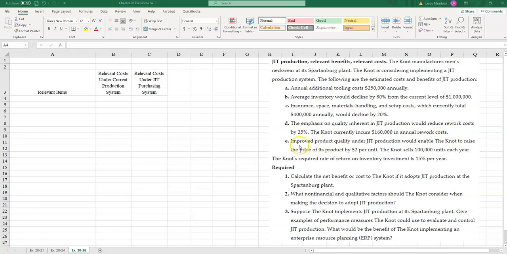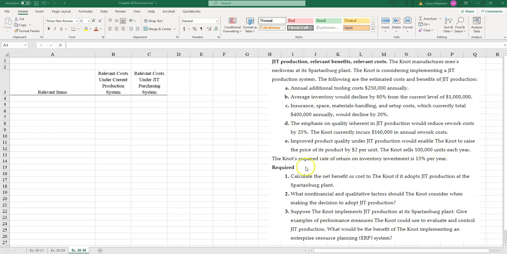And then finally, improved product quality under just-in-time production would enable the Knot to raise the price of its products by $2 per unit. The Knot sells 100,000 units each year. The Knot's required rate of return on the inventory investment is 15% per year.